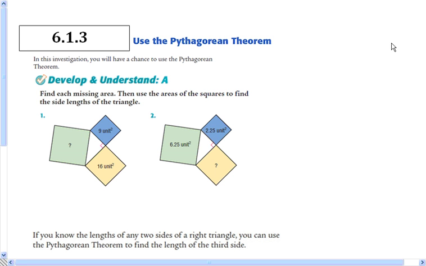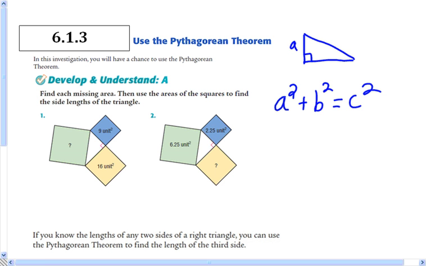Just to get started here, let's talk about what the Pythagorean theorem means, so that we have that knowledge in the background as we apply it to solving some problems. If you remember, in symbolic form, it's a squared plus b squared equals c squared, and that's from a right triangle with legs of lengths a and b and a hypotenuse of c.